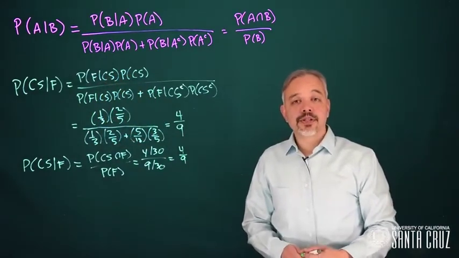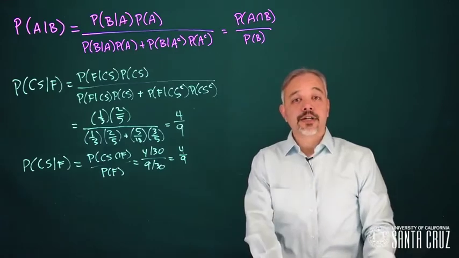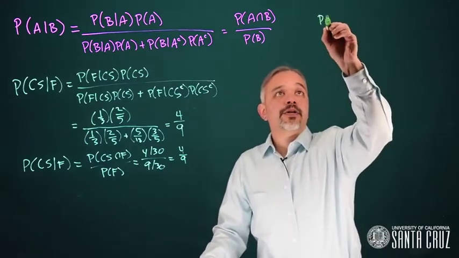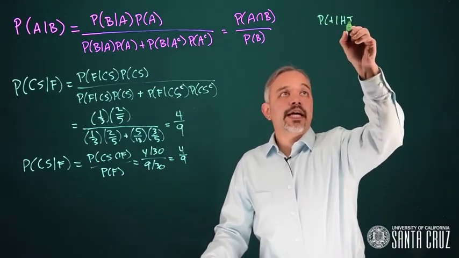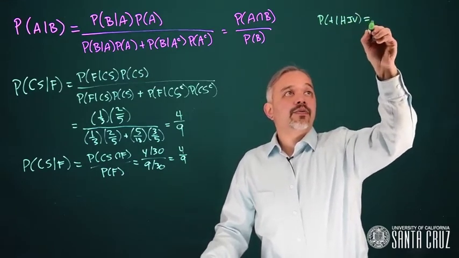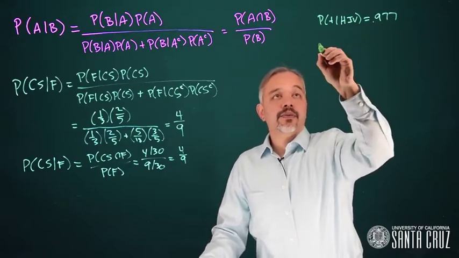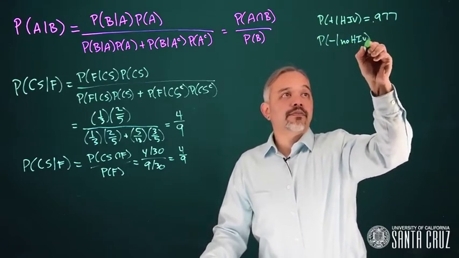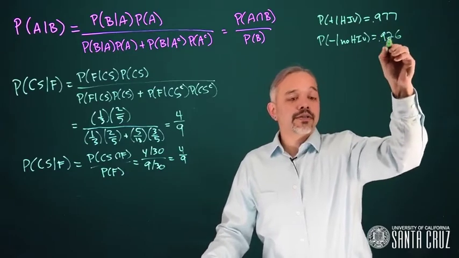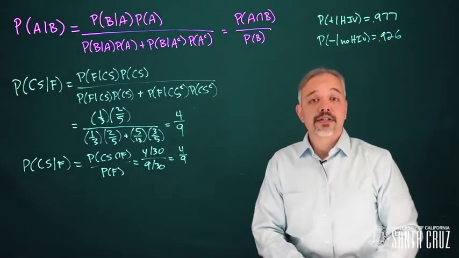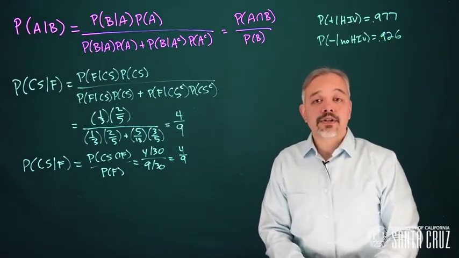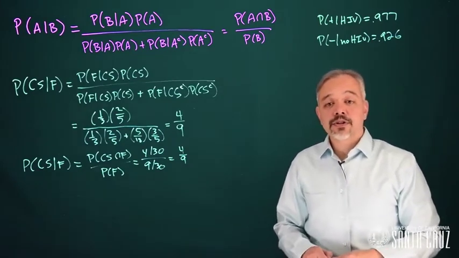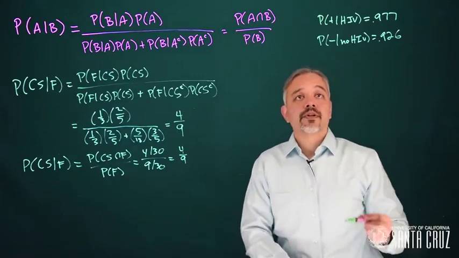Another example was an early test for HIV antibodies known as the Elisa Test. In that case, the probability that someone would test positive, given that they had the HIV virus, was 0.977. The probability that they test negative, given they don't have the virus, was 0.926. So this is a pretty accurate test. Over 90% of the time, it'll give you an accurate result. Today's tests are much more accurate, but in the early days, this was still pretty good.